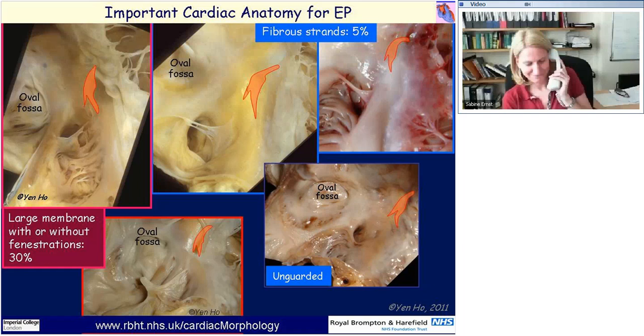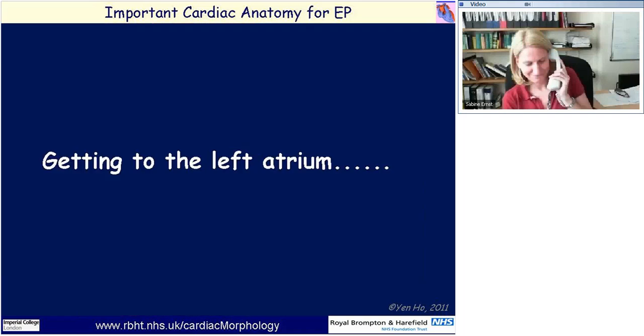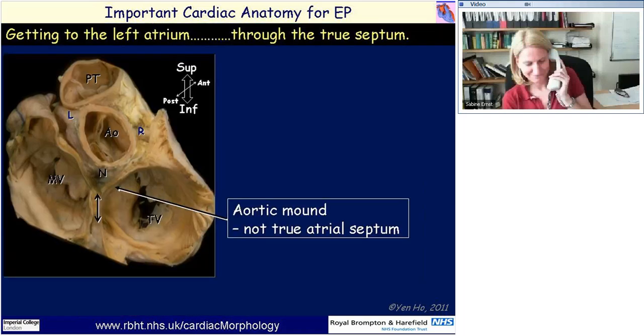And we need to know how to get to the left atrium. I think this is very important. This is a very important image to appreciate the location of the atrial septum. Basically, we're looking down from the right shoulder, if you like, towards the ventricle. So we've taken away most of the walls of the atrial chambers.